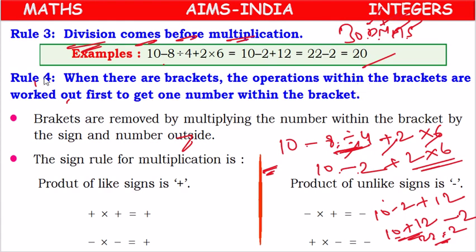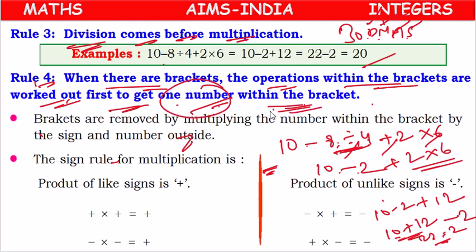So rule 4. When there are brackets, the operations within the brackets are worked out first to get one number, so that we can remove the brackets. So we will get one number within the bracket. We can remove the brackets and combine with the others. If we get one number within the bracket, brackets are removed by multiplying the number within the bracket by the sign and the number outside.